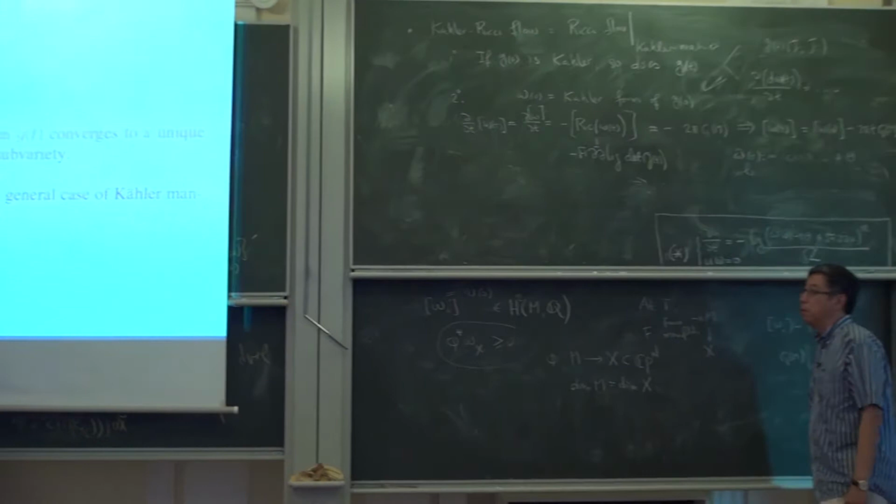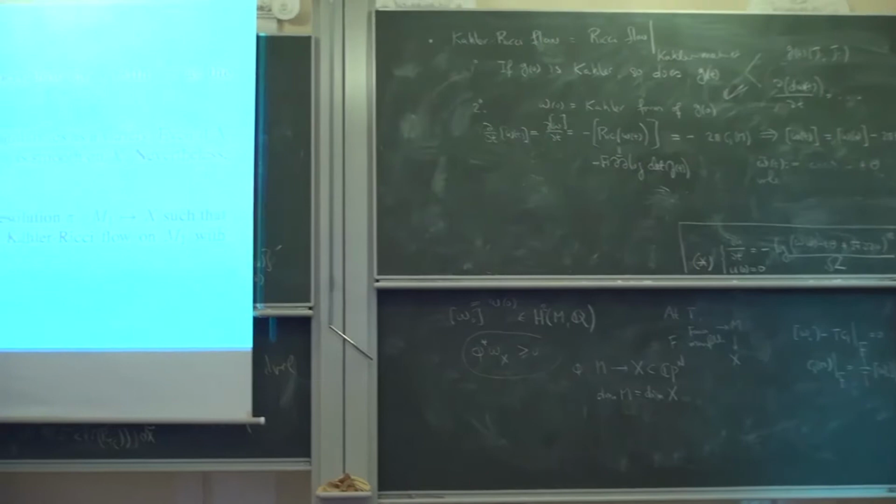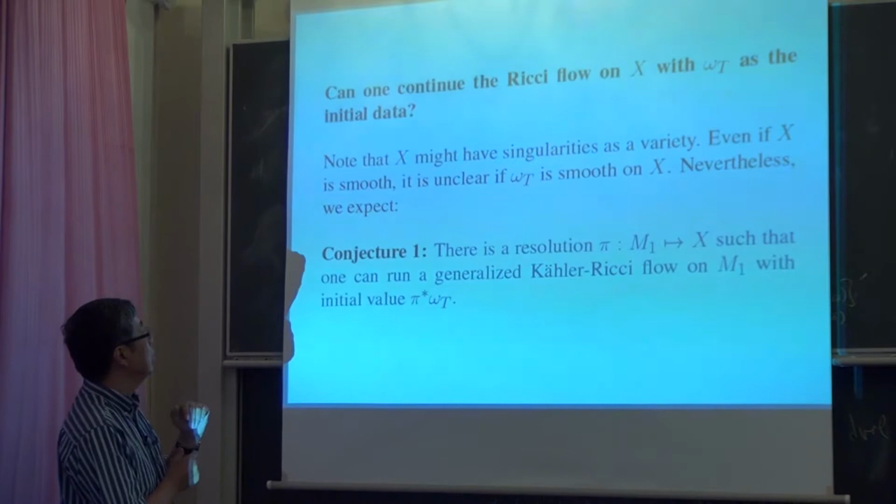So then how do you continue the flow? From what Hamilton and Perelman did, certainly you are not contented to stop here, right? So can one continue the Ricci flow with omega T as the initial data? What is on the singular form?